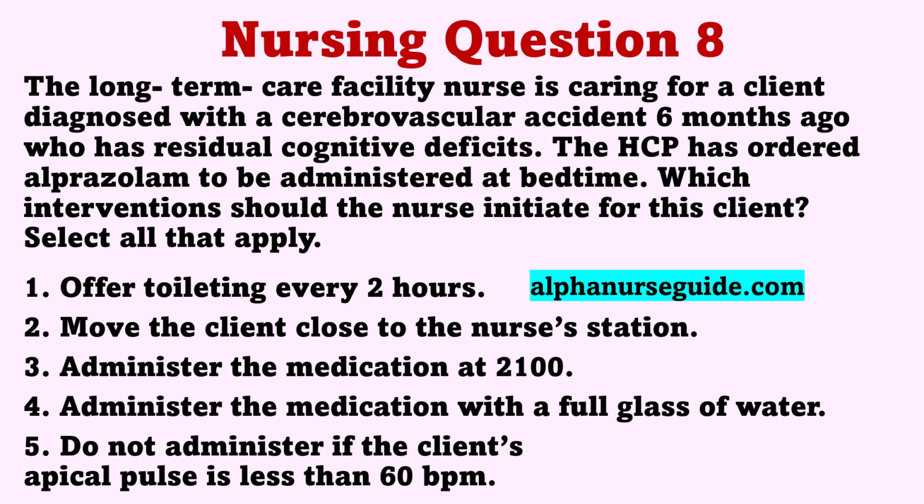3. Administer the medication at 2100. 4. Administer the medication with a full glass of water. 5. Do not administer if the client's apical pulse is less than 60 beats per minute. The correct answers are 1. Offer toileting every 2 hours. 2. Move the client close to the nurse's station. And 3.